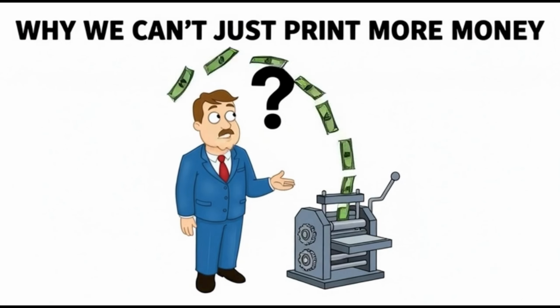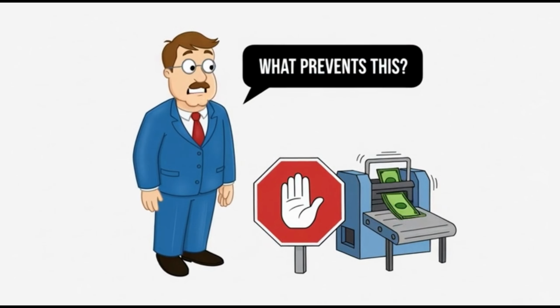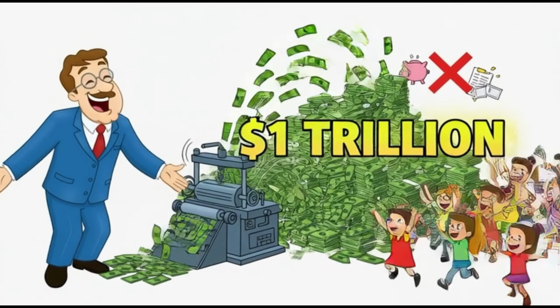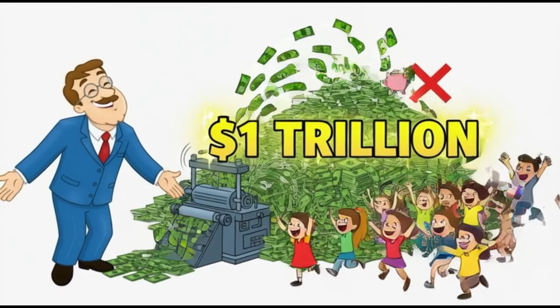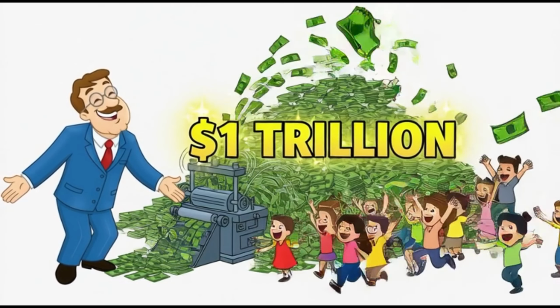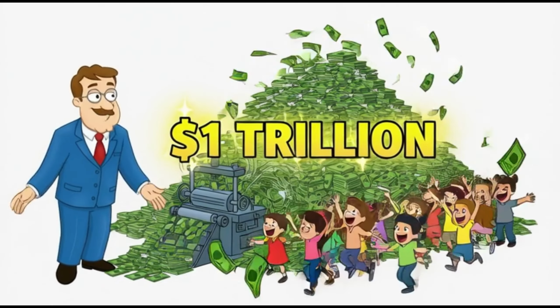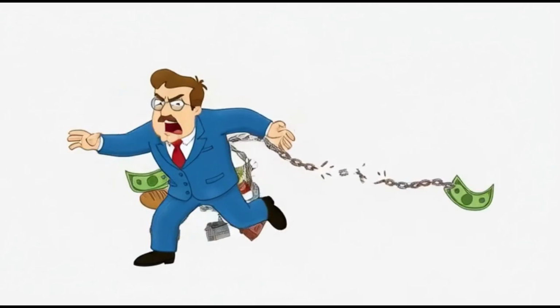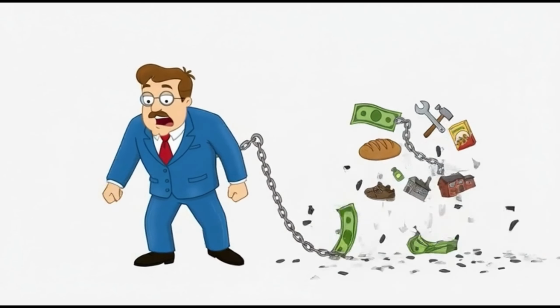Why we can't just print more money? What prevents us from simply manufacturing additional currency? If governments require funds, what stops them from simply printing more? Activate the machines, generate $1 trillion, and abruptly all difficulties vanish. Yet, currency functions only when it signifies something tangible.